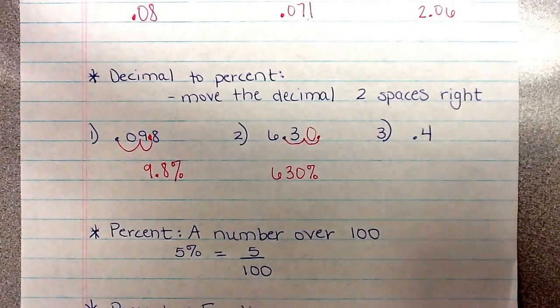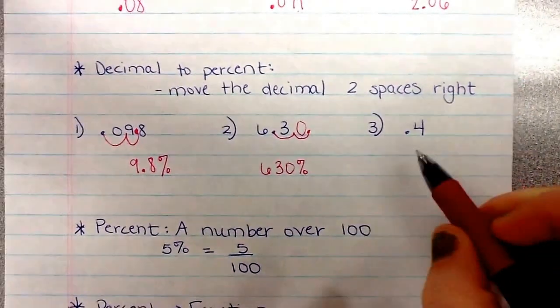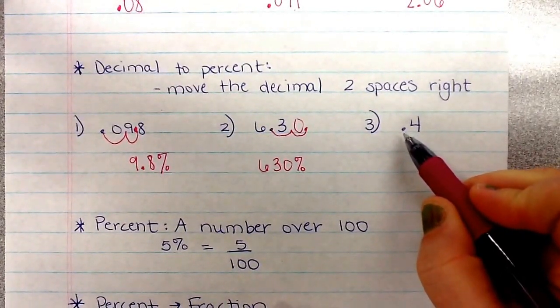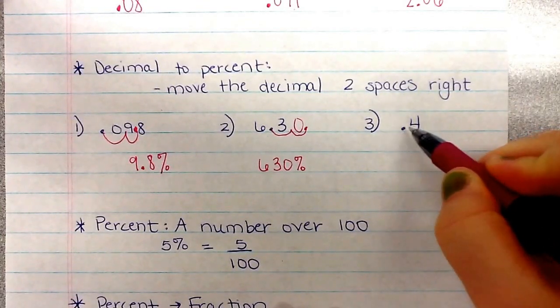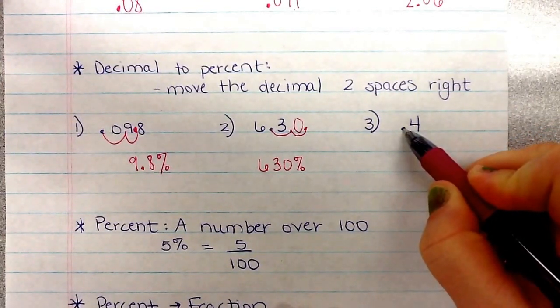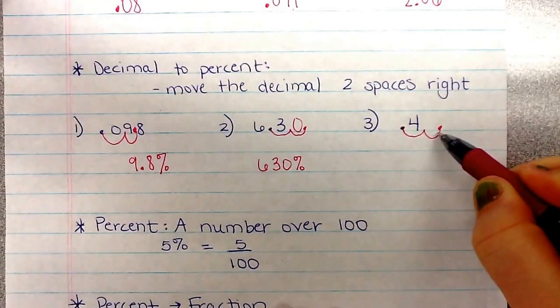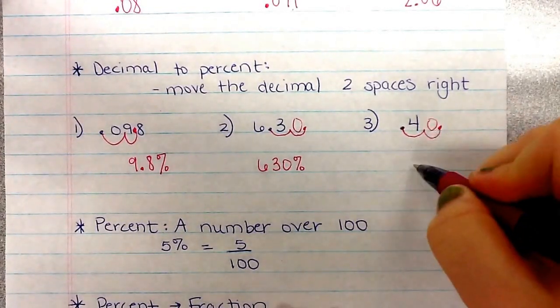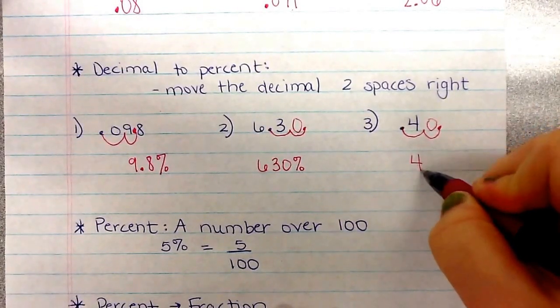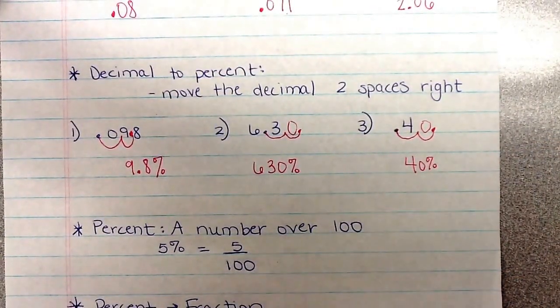Try the next one on your own. Let's see how you did. 0.4. If you wanted to make 0.4 a percent, what did you do? Move that decimal space. How many? 2 spaces. Which direction? To the right. Once, twice. What did you fill this empty space with? A 0. So 0.4 is the same as 40%. Nice job. The next part we're going to focus on is percents and fractions.